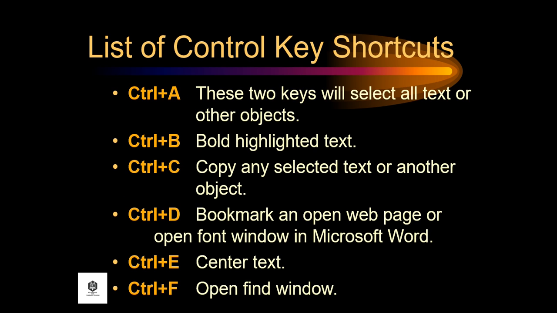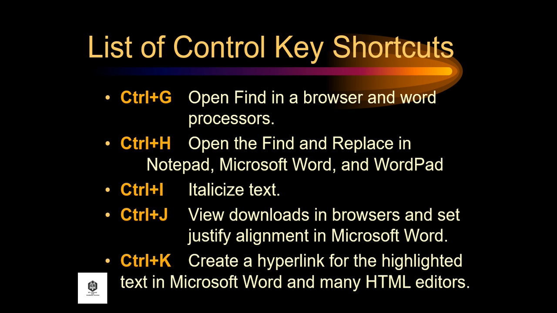Open find window. Ctrl G. Open Find in a browser and word processors. Ctrl H. Open the Find and Replace in Notepad, Microsoft Word, and WordPad. Ctrl I. Italicize text. Ctrl J. View downloads in browsers and set justify alignment in Microsoft Word.